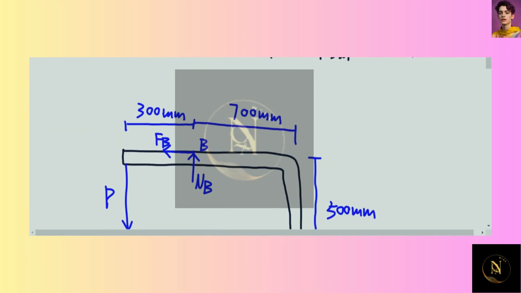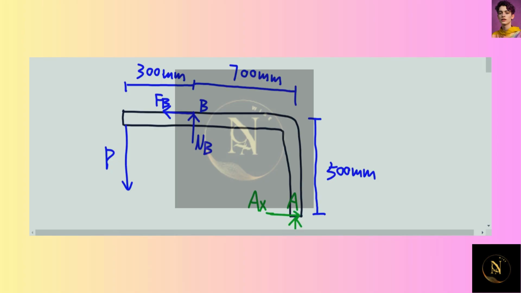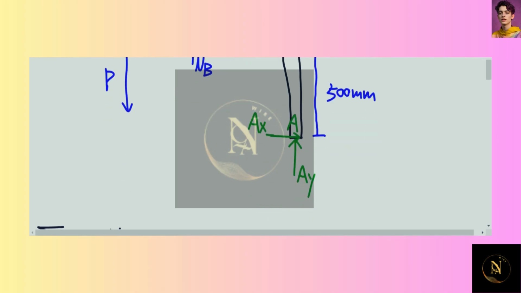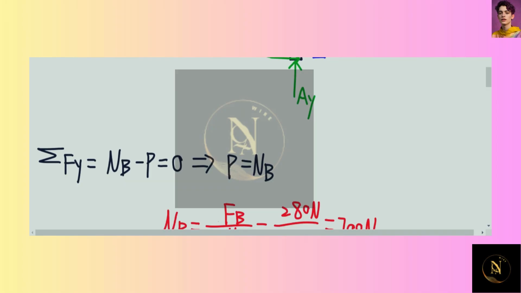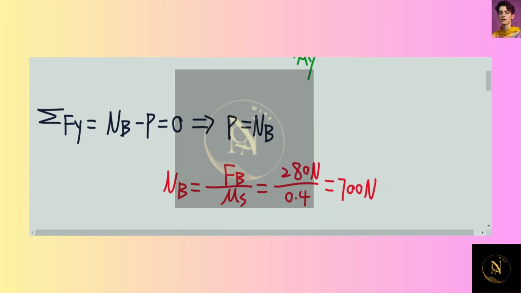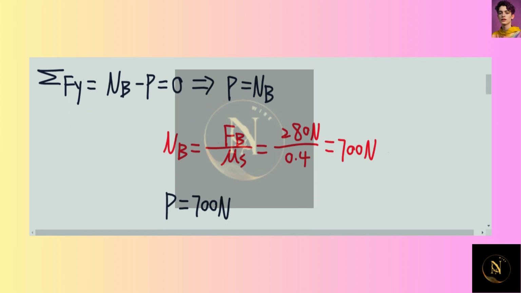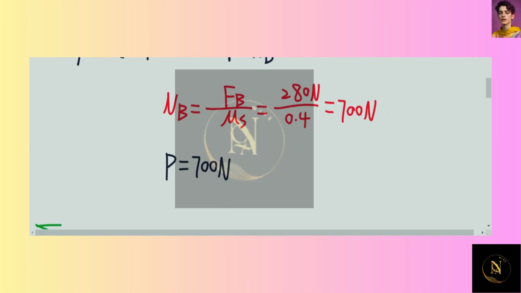And then this is the force diagram for the brake bar. So now let's apply the force equilibrium for the brake bar. The net force along the y direction is NB minus P, so force P is equal to NB. Since the friction at point B is static friction, NB is equal to FB over mu s, which is equal to 280 Newton over 0.4, and this is equal to 700 Newton. Therefore, force P is equal to 700 Newton, which is the smallest value for the force P.